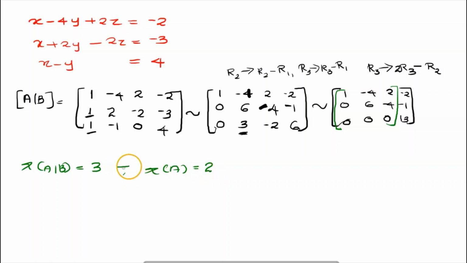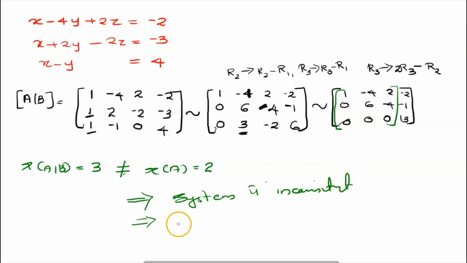So we can say that this is not equal to this. Rank of B is not equal to rank of A, which implies the system is inconsistent. Inconsistent means the system has no solution. The system has no solution.